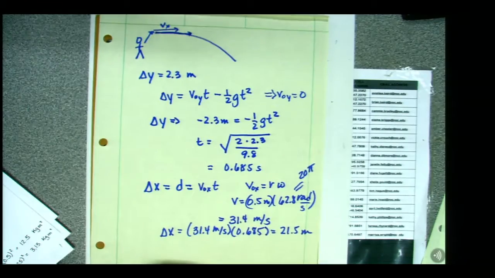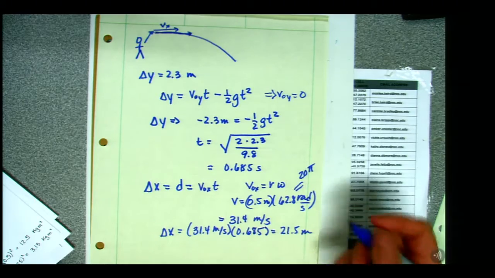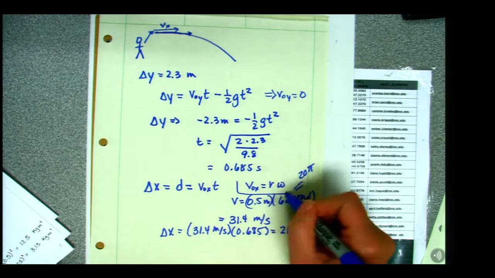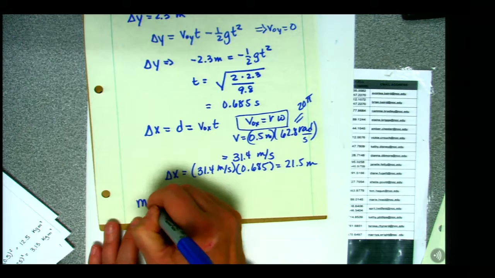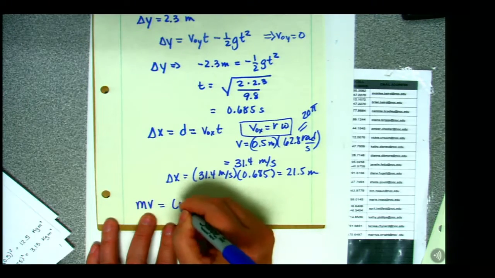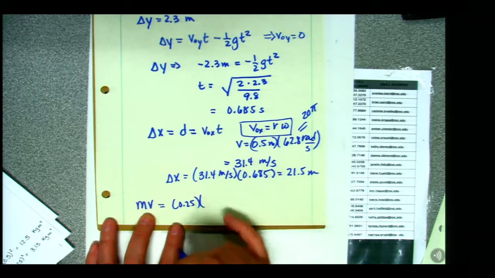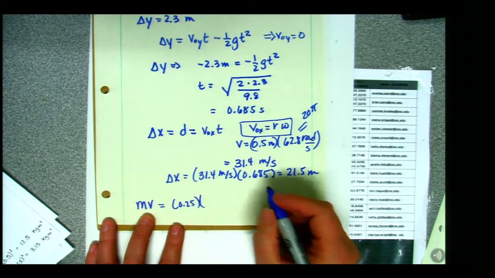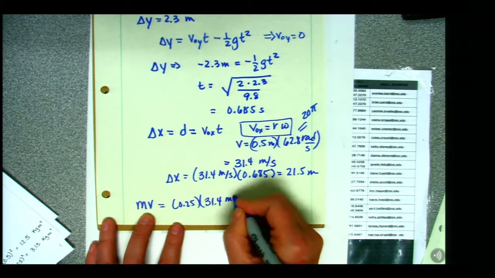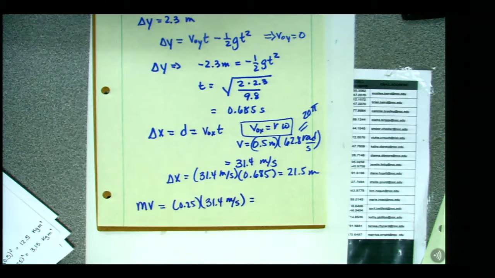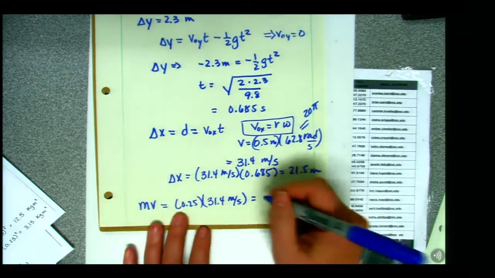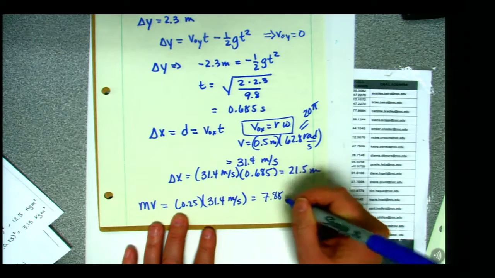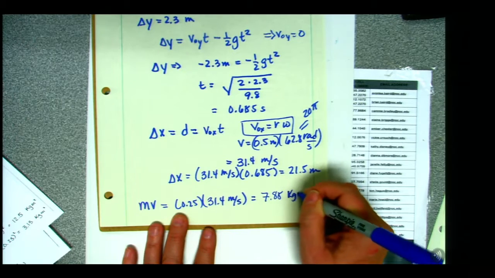We actually have a velocity of our rock. We just calculated the velocity of our rock. So there's our translational velocity of the rock, so we can calculate the momentum of our rock. The momentum of our rock is going to be 0.25 times my 31.4 meters per second. That's going to give us momentum. 0.25 times 31.4 gives us 7.85. This is kilograms meters per second.